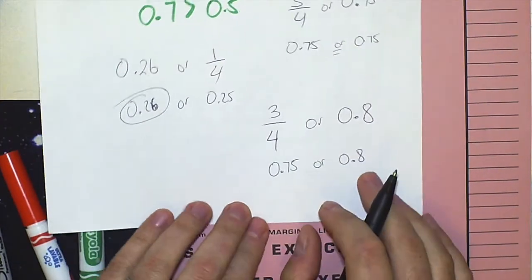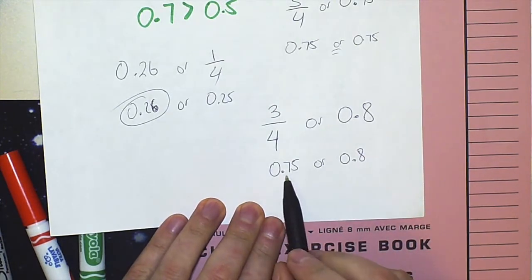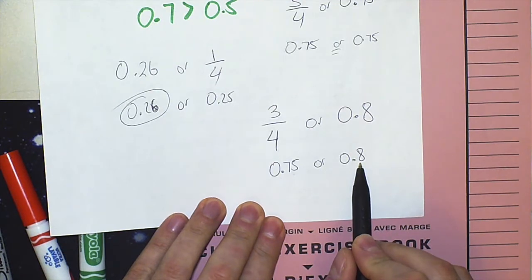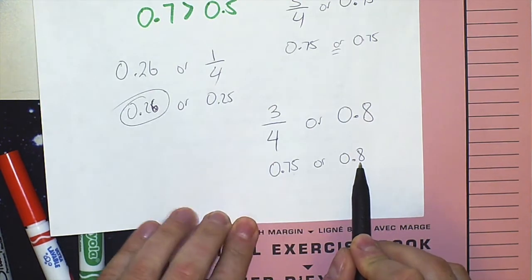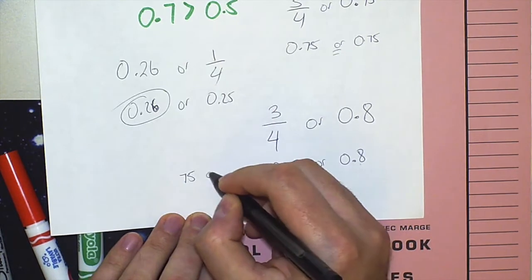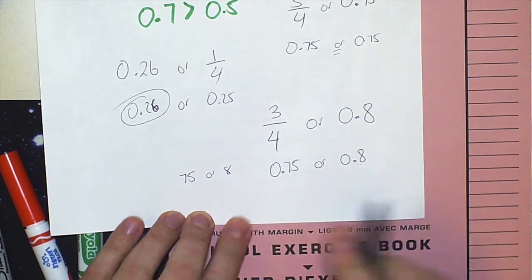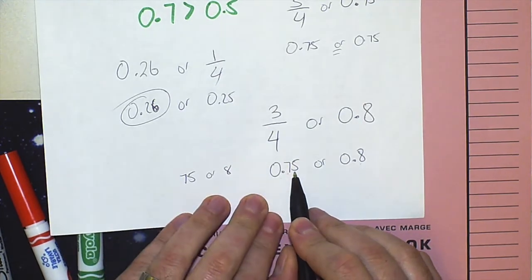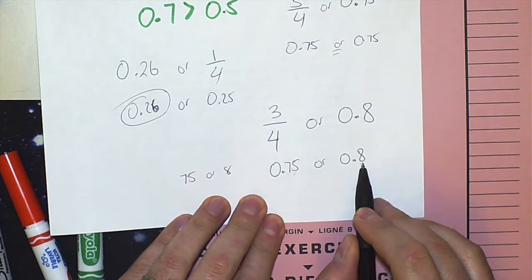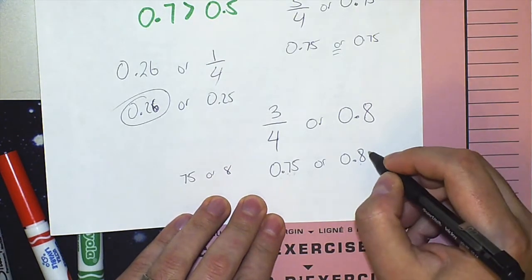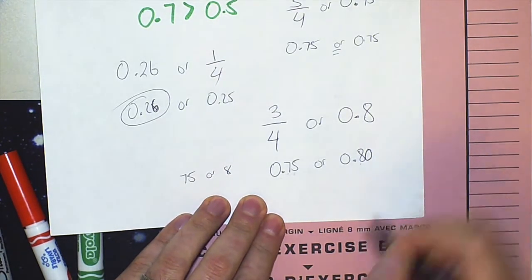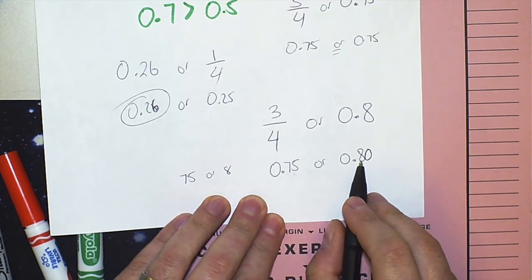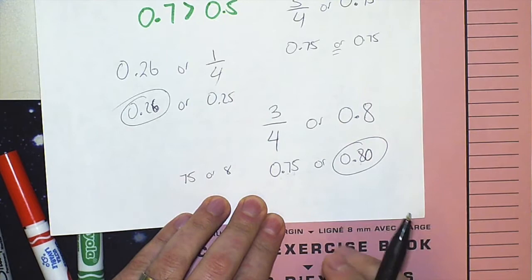Now, when you look at these two numbers, you think, well, 75 is a bigger number than 8. That is true if you were talking about 75 or 8, but you're not. You're talking about 7/10 and 5/100 and 8/10. So really, for this number here, you have to pretend there's a 0 here. So now the question is, what's bigger, 75 or 80? And this one is a bigger number.